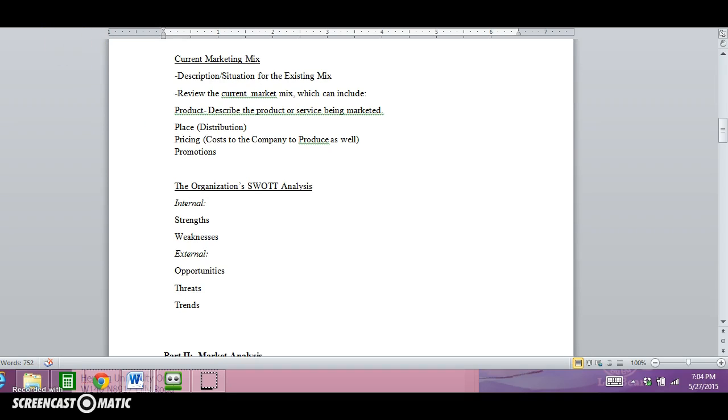Okay, so finally, in part one of the assignment, you will conclude with the SWOT analysis, which is the strengths, weaknesses, opportunities, threats, and also trends of the organization. Now keep in mind that the strengths and weaknesses are internal to the organization, meaning what is the company doing well, what are the areas where they can improve. Now externally, that's the opportunities, threats, and trends.